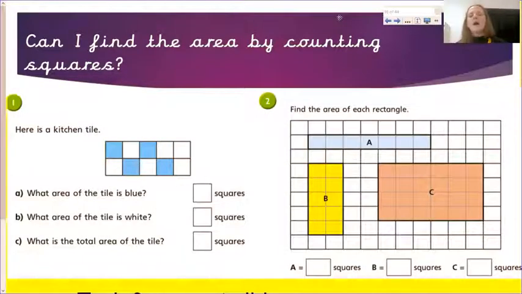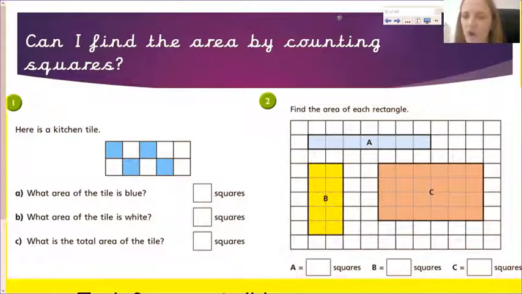Right. Our independent work today is the following. Can I find the area by counting squares? Question 1. Here is a kitchen tile. What area of the tile is blue? So how many squares are blue? What area of the tile is white? How many squares? And what is the total area of that tile? So the blue and the white together.